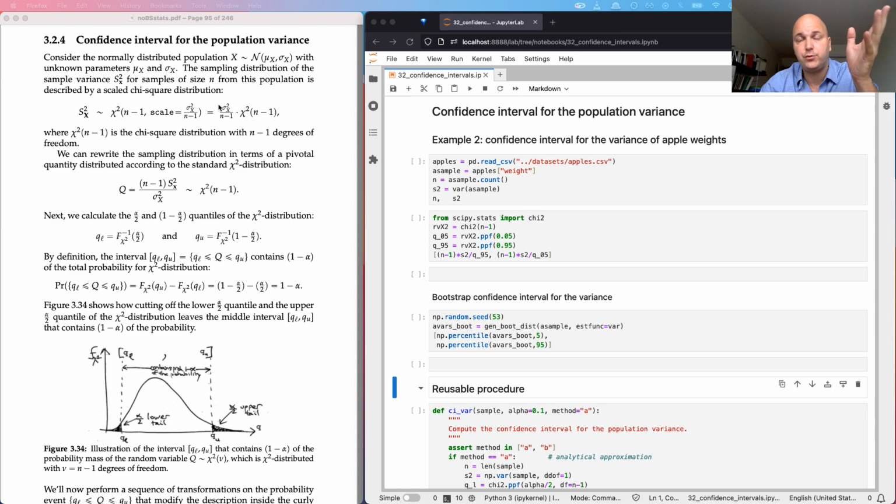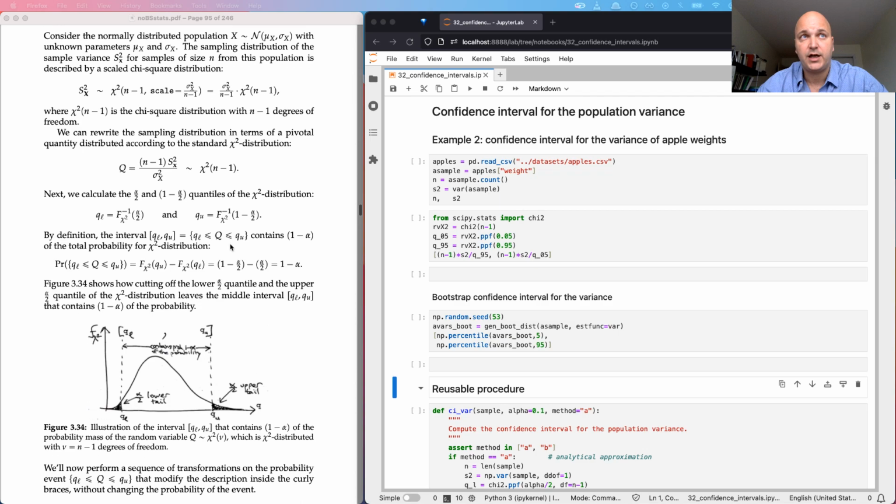And we want to use this knowledge to invert it. If we knew the population variance, we know what type of sample variances we would obtain, and we want to invert it and say, given a particular sample variance, what is the population variance? Okay, that's how we build a confidence interval. I won't go into the details, but the idea is the same.